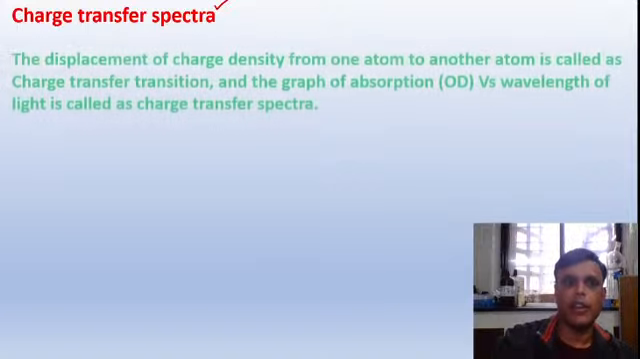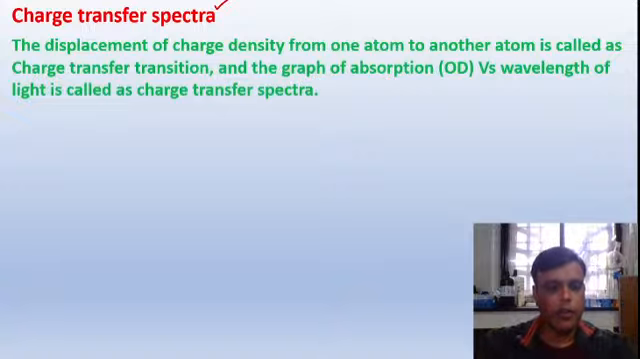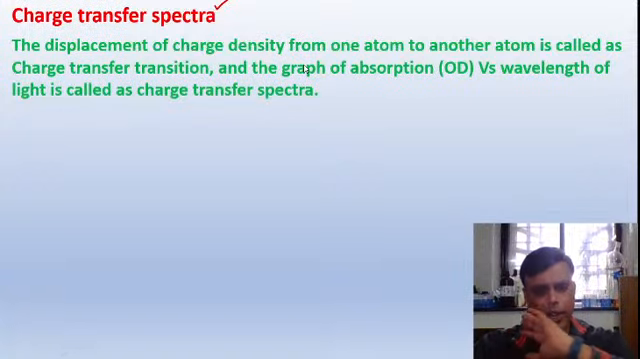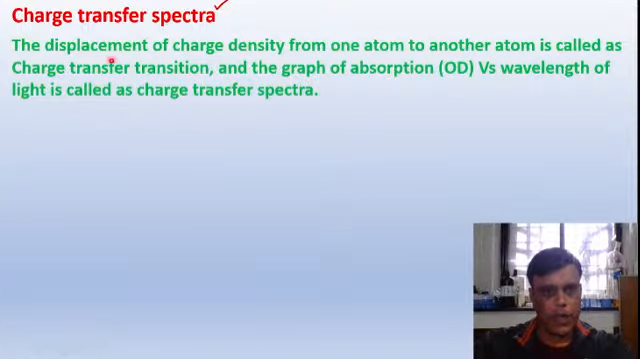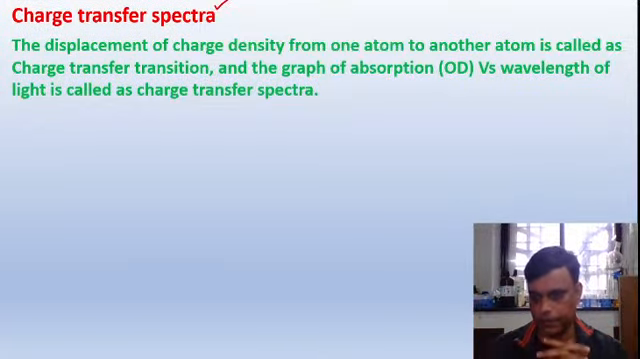So first of all, see the definition of charge transfer spectra or charge transfer transition. If you have pen and notebook, you can write down this definition, which is very, very important. Charge transfer transition is nothing but the displacement of charge density, which is nothing but the displacement of electron. Displacement of charge density from one atom to another atom is called a charge transfer transition. So displacement or transfer of charge density is nothing but the transfer of electron from one atom to another atom. That is called a charge transfer transition.